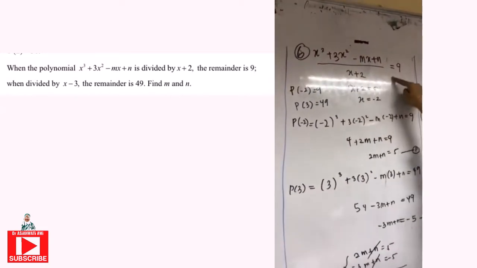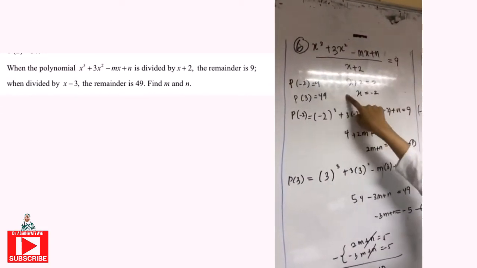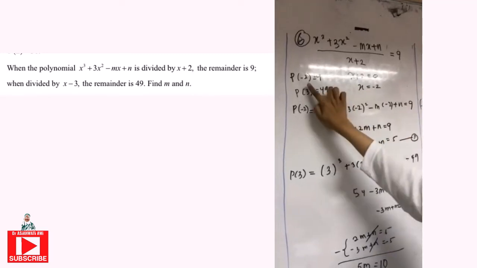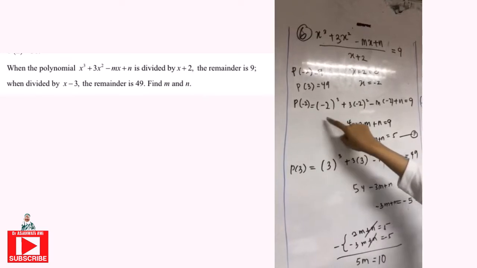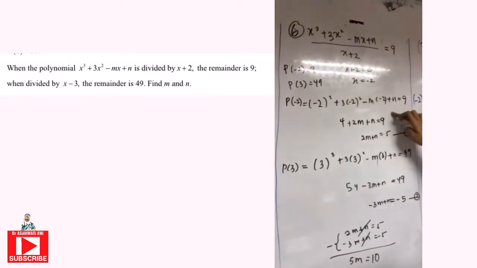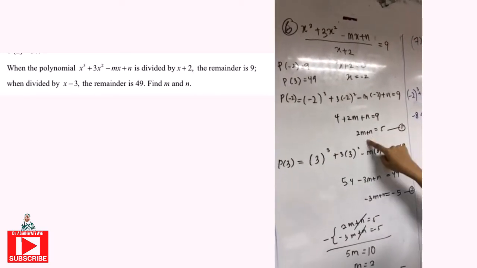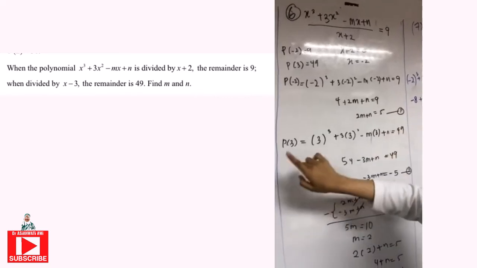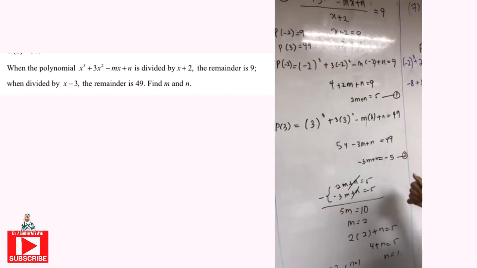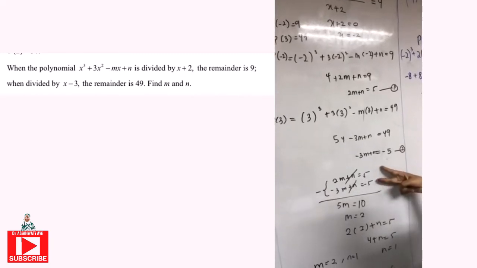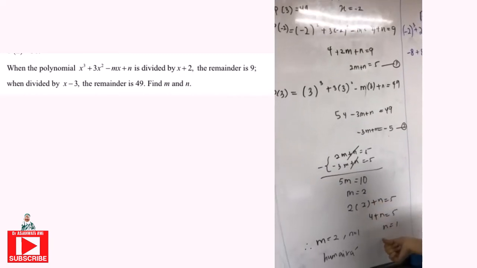Thank you. So ni soalan nombor 6. So ni soalan dia. Ni so kita X ni, lepas kita substitute dengan negatif 2 sama dengan 9. So P negatif 2, so substitute X semua dengan negatif 2 sama dengan 9. So kita dapat ini yang first. Lepas tu kita substitute 3 dalam X, so sama dengan 49. So kita dapat yang kedua. So kita boleh buat ini. So kita dapat M apa? Kita dapat N.